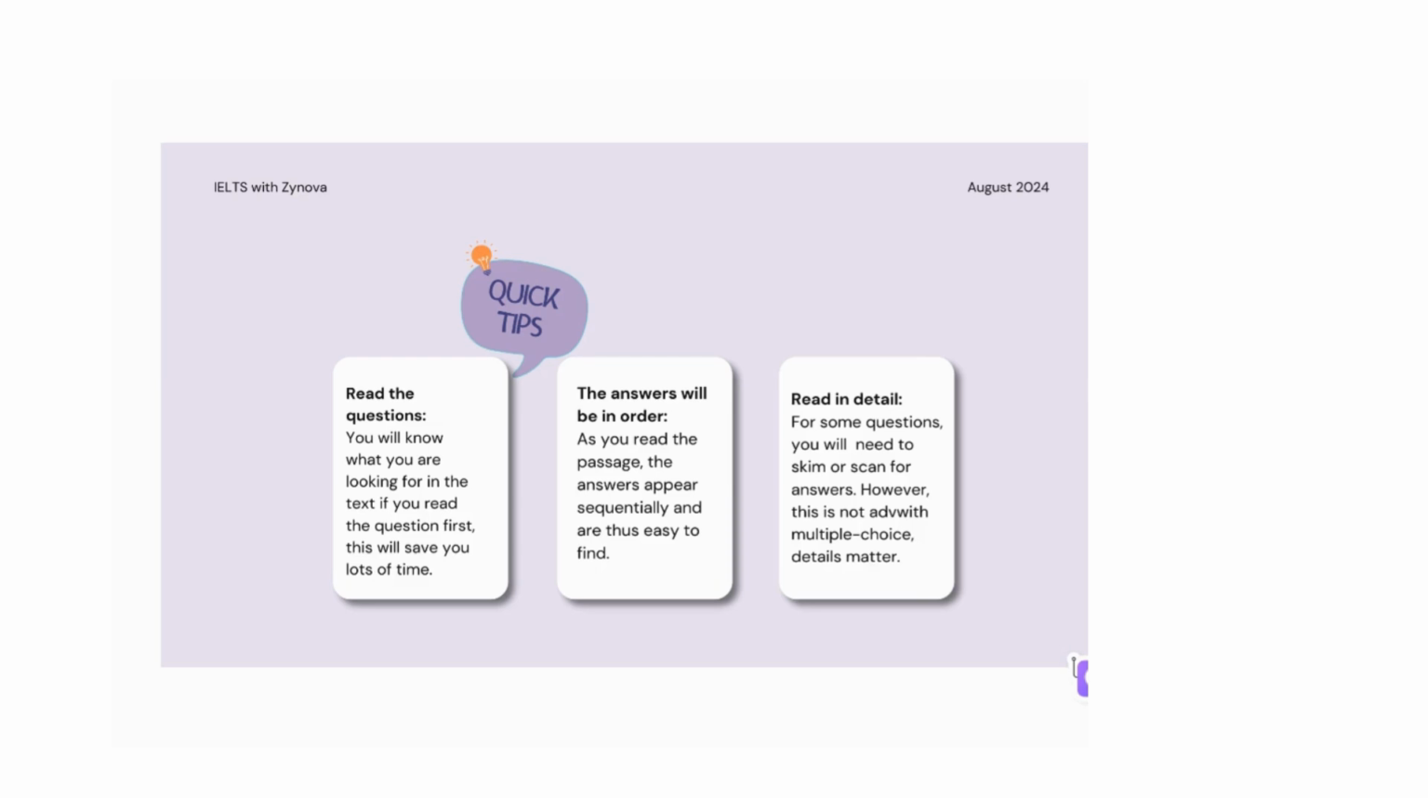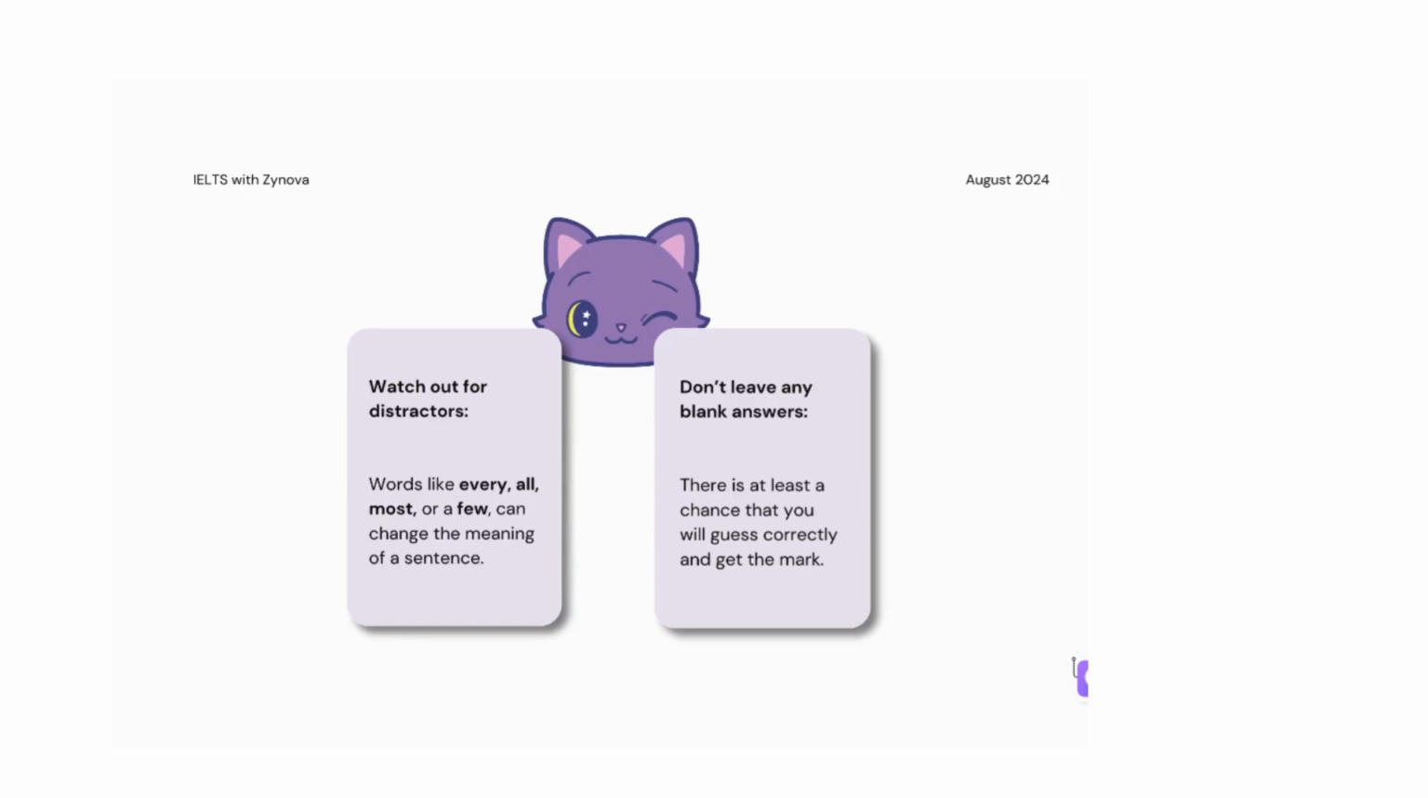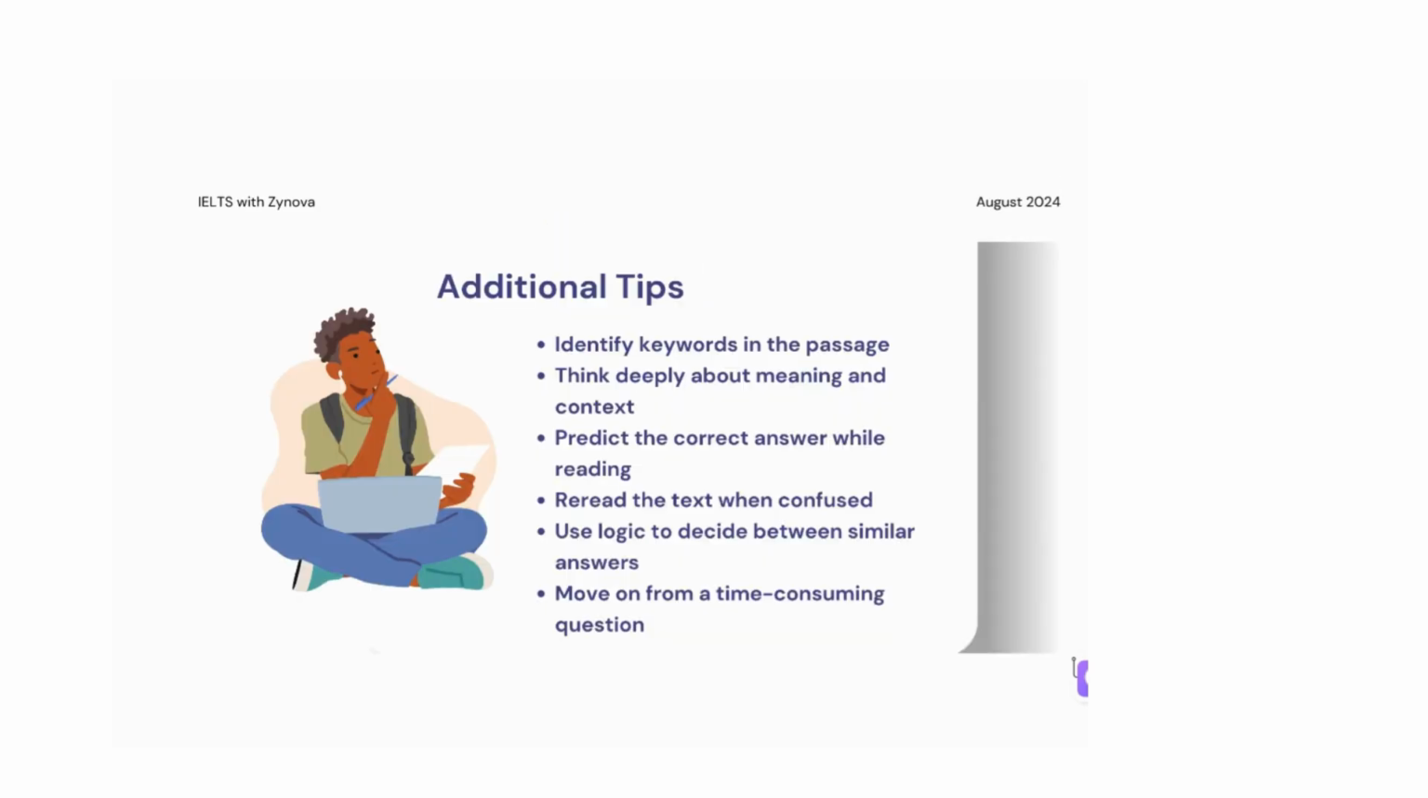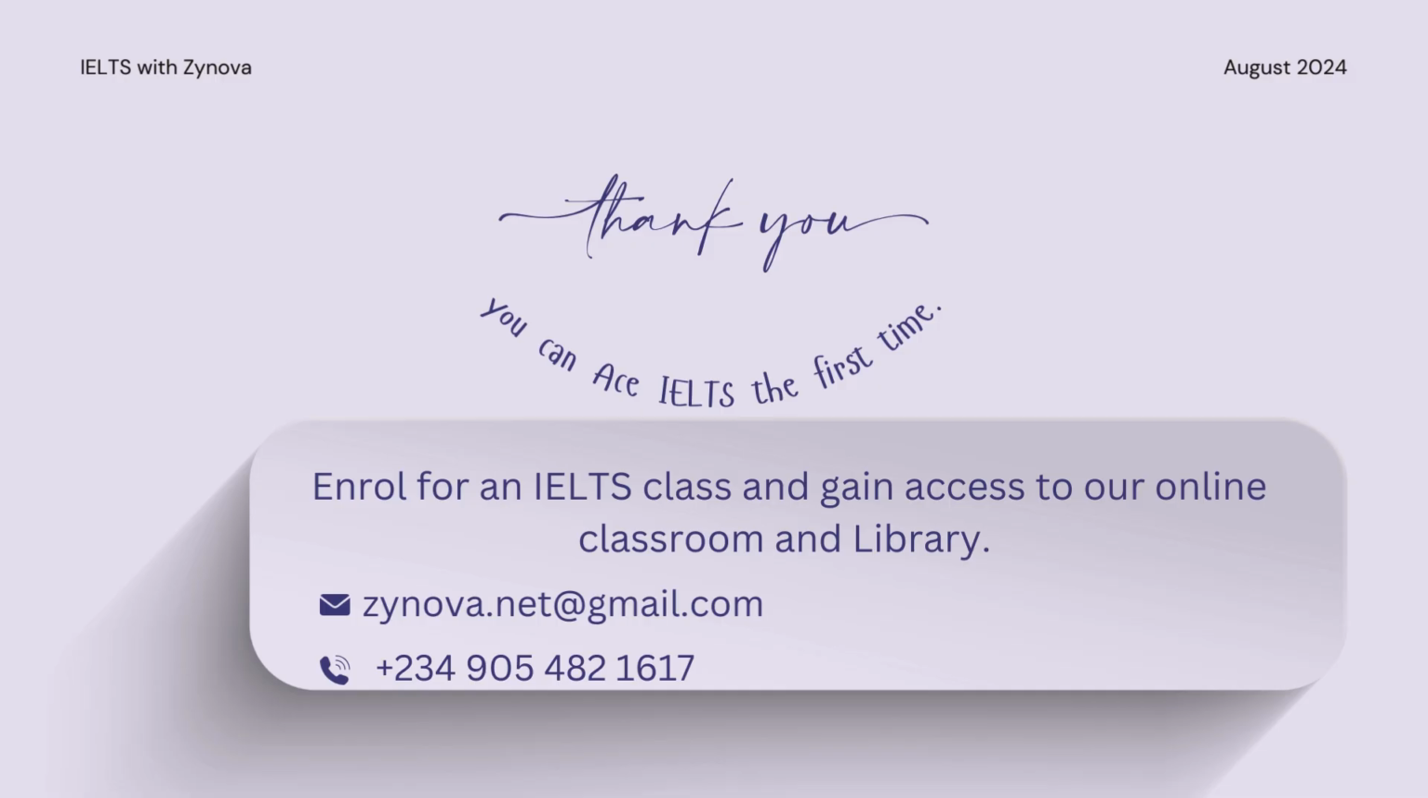Read in detail. Watch out for distractors. Do not leave any question unanswered. Identify keywords. Think about the meaning of words you find in the text and question. Predict the answers, the correct ones. Read the text again. Decide when you have similar answers which one is the most correct one by comparing the meanings. Move on, especially when you are stuck on one answer.